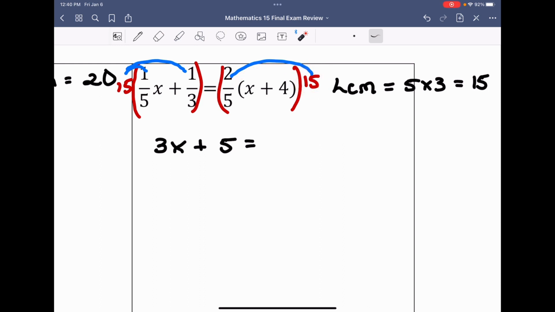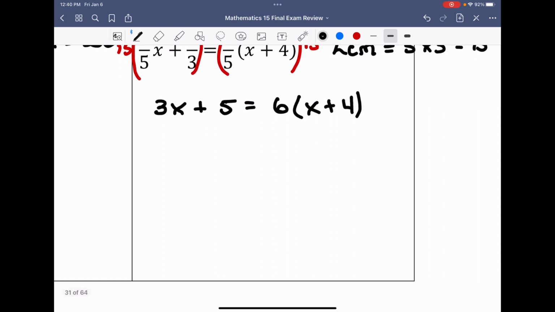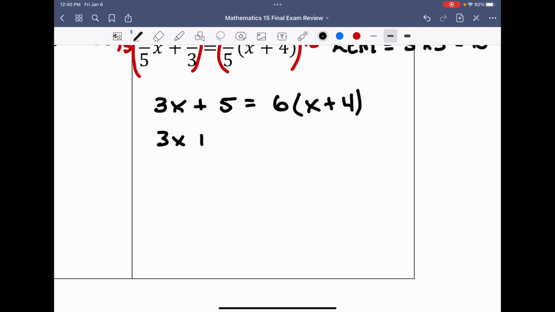2 over 5 times 15, or 15 divided by 5, which is 3, times 2, which is equal to 6. And this has an x plus 4 in brackets. Remember, we just leave that alone. If there's a coefficient term, we only multiply that LCM to the coefficient. Now, it's 3x plus 5 is equal to, I'm going to distribute the 6 to both terms, so it's going to be 6x plus 6 times 4, which is 24.